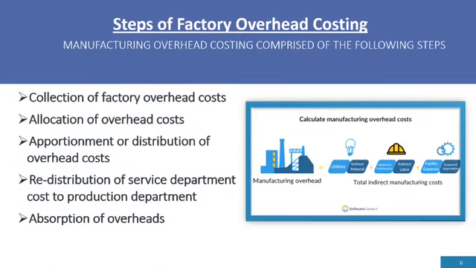When calculating overhead cost, there are 5 steps. First step is collection of factory overhead cost. Second step is allocation of overhead cost. Third step is apportionment or distribution of overhead cost. Fourth step is redistribution of service department cost to production department. Fifth step is absorption of overhead.